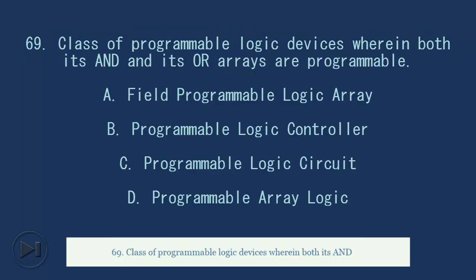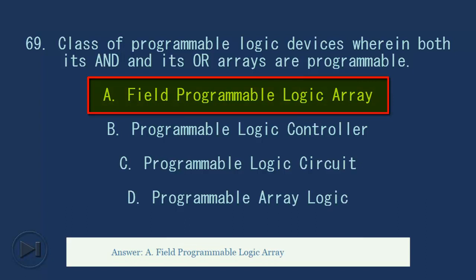69. Class of programmable logic devices wherein both its AND and its OR arrays are programmable. A. Field programmable logic array. B. Programmable logic controller. C. Programmable logic circuit. D. Programmable array logic. Answer, A. Field programmable logic array.